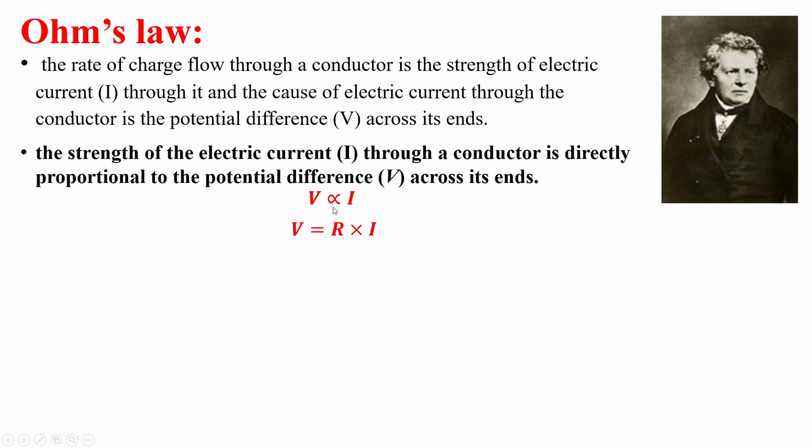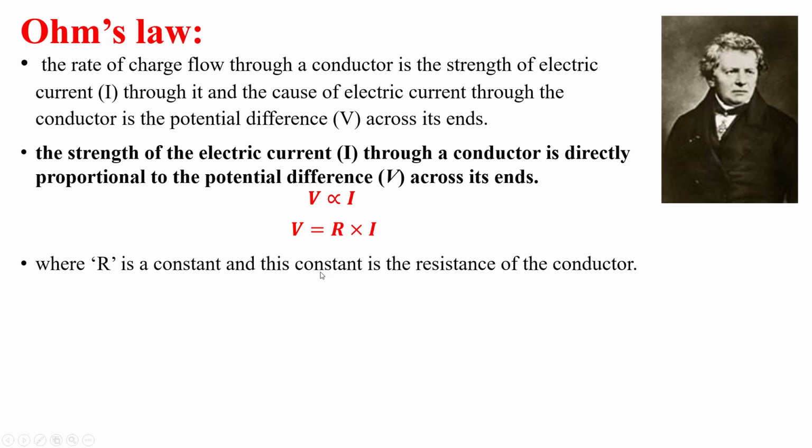In order to remove this proportionality sign, we usually place a constant, that is R. And what is R? R is actually called resistance, a constant which is the resistance of the conductor. We can find R is equal to V over I. The unit for R is Ohm, named after the scientist who first introduced this concept. And 1 Ohm is equal to 1 volt per ampere.